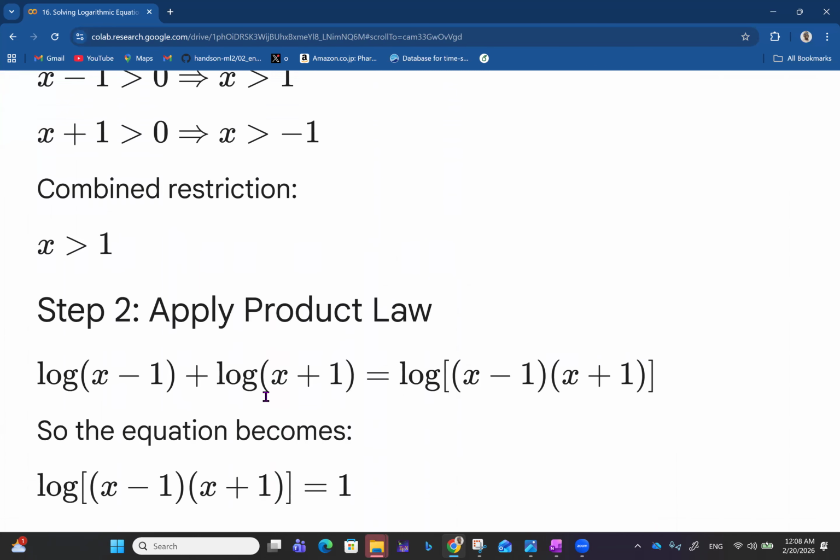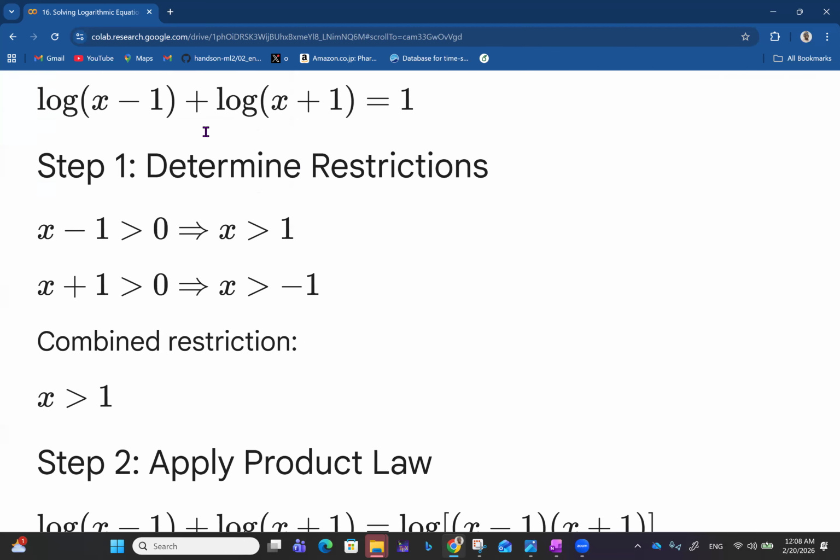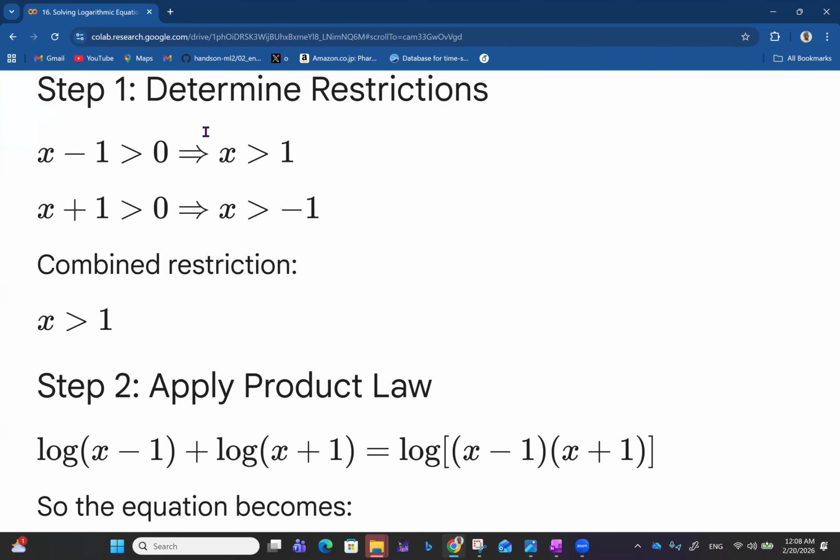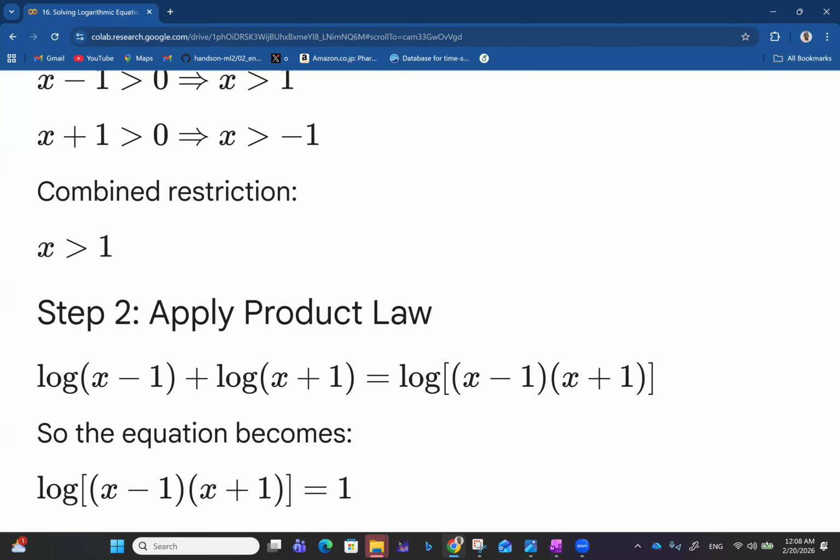So log(x − 1) + log(x + 1), using the product law, is simply log... From the first order, log a + log b = log ab. That means log(x − 1) + log(x + 1) is log((x − 1)(x + 1)). So the equation from the original now becomes, the left equals 1. So you now have log((x − 1)(x + 1)) = 1.